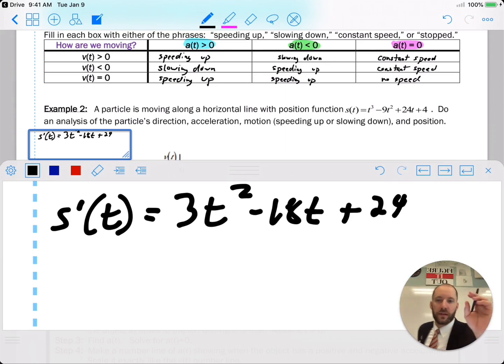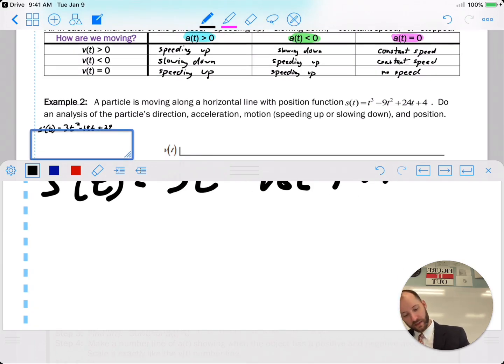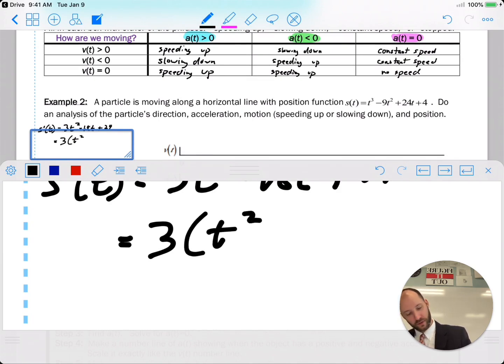Now, that's our velocity. Our velocity could be positive, negative, or 0. Now, positive is a lot of numbers, same with negative, but 0 is one number. 0 is unique, that's when velocity starts, then stops. So let's go ahead. Everything has a factor of 3. Let's factor the 3 out.